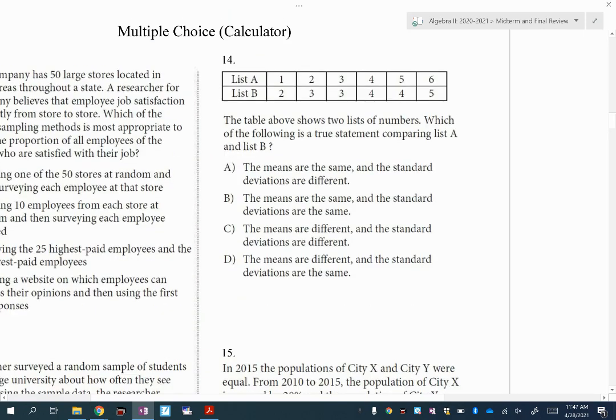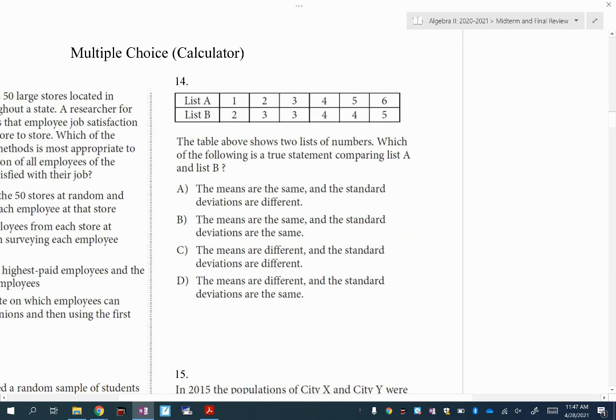Let's go to 14. All right, we have two lists of numbers. Which of the following is true comparing these lists? Let's talk about the mean and standard deviation. Let's talk about the mean first. The mean is you add all the numbers up and divide by the total number of data values. So in the first one, we have 1 plus 2 plus 3 plus 4 plus 5 plus 6, right? So that's going to be 21.